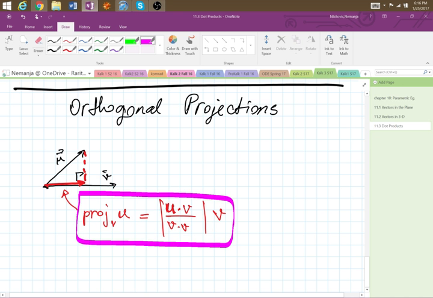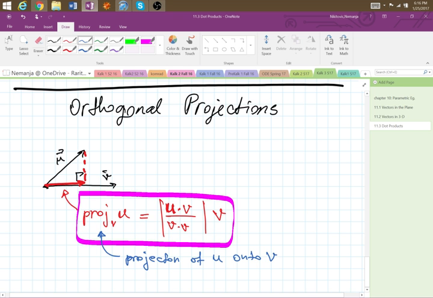Is a subscript v, like projection subscript v, does that mean you project it onto? Yes. So I'm going to actually spell that out. V dot v. So this one over here says projection of u onto v. So v is the base.